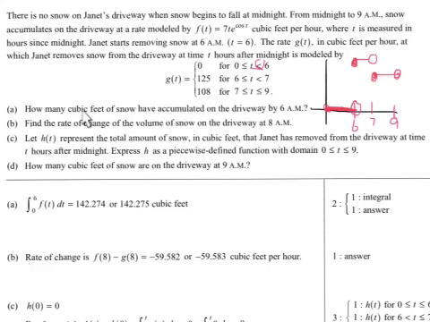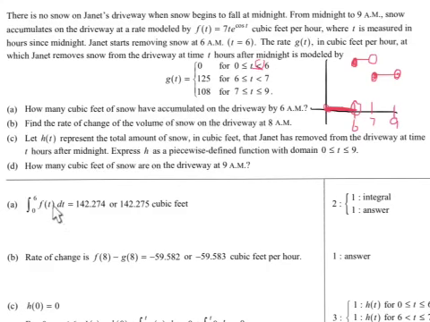Now, how many cubic feet? By the way, this is only removal. How many cubic feet of snow is accumulated on the driveway by 6 a.m.? That has nothing to do with removal. She did not start removing anything. So how much accumulated? You simply integrate 0 to 6 of f of t. The rate function gets integrated. That tells you how much is accumulated. Use your calculator. Put your units on if it asks. It didn't explicitly say to have units, so you could probably get away with not having it. 3 decimal places.